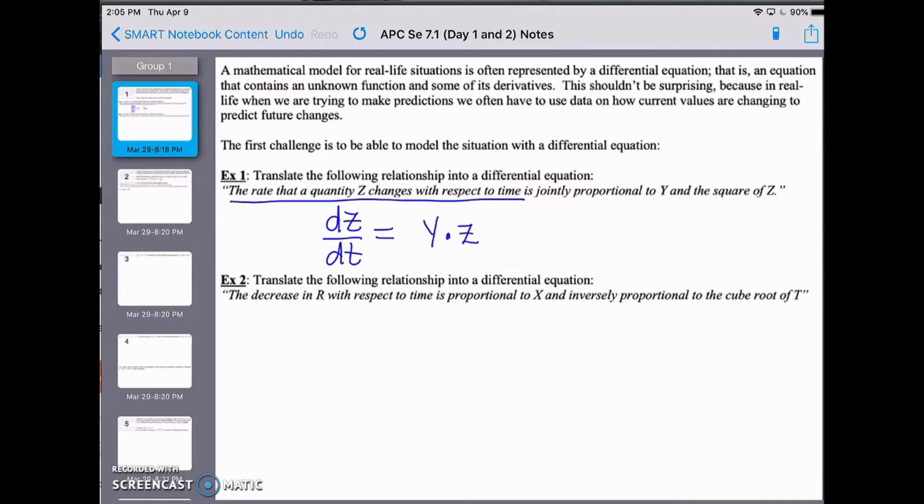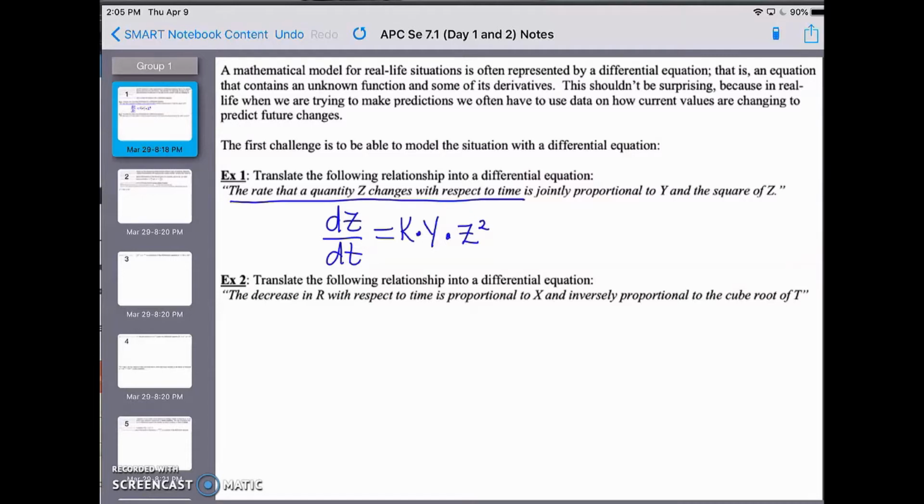Now be careful, the square of z is z squared. The square root of z would be the square root of z. So make sure that you know the difference between square and square root. Now the one thing that we're missing here is our constant of proportionality, which has to always go in the numerator of our expression. And you can use whatever letter you'd like, but the common letter that we always see being used for a constant of proportionality is k. So that's the answer for example 1.